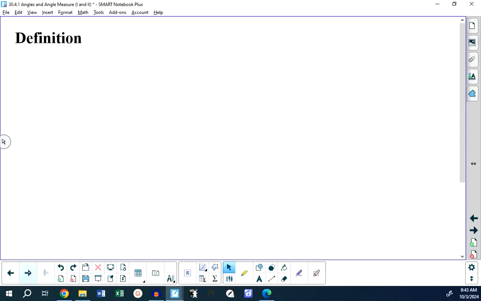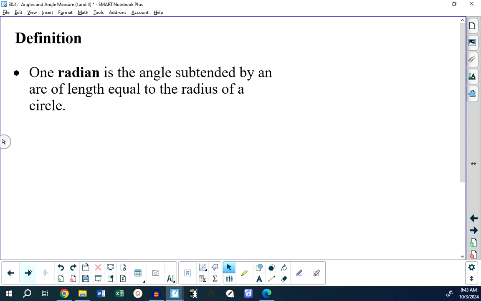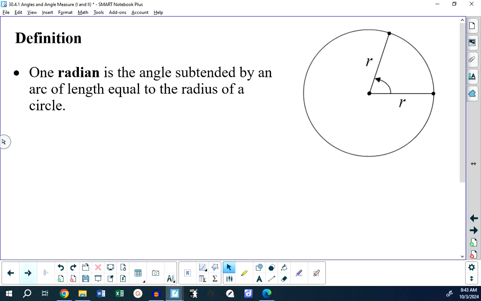A definition. A radian is a very special angle. It's the angle created, the word is subtended, by an arc that's equal to the length of the radius of the circle. What does that mean? It means if you take a circle with a radius, that angle that I'm indicating there is 1 radian if that arc length between the 2 points is 1 radius.